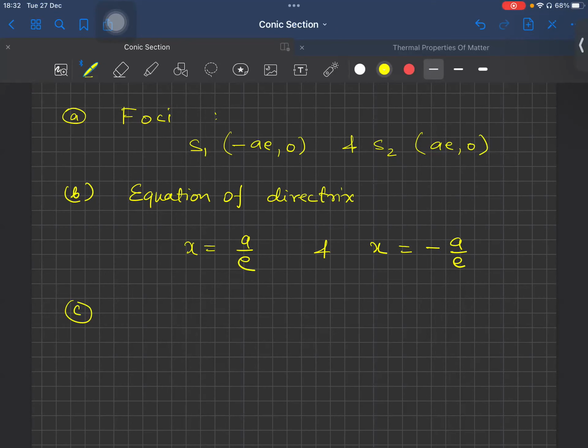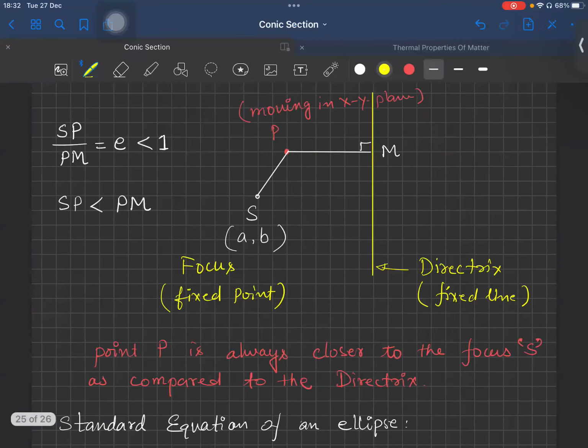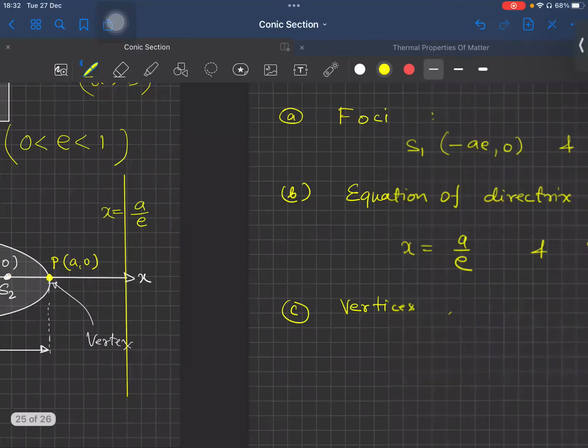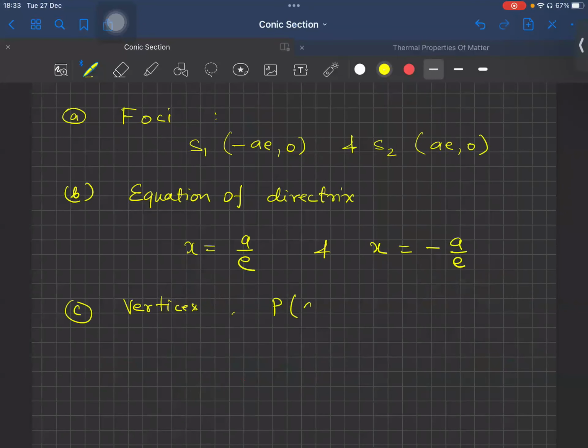What is the third point? Vertices. Where are the vertices? Let's say this point, where is it? R and P are the vertices, isn't it? So P is A comma 0. R is minus A comma 0. Fine. Yes or no? Anyone? Please tell me if there is any doubt.